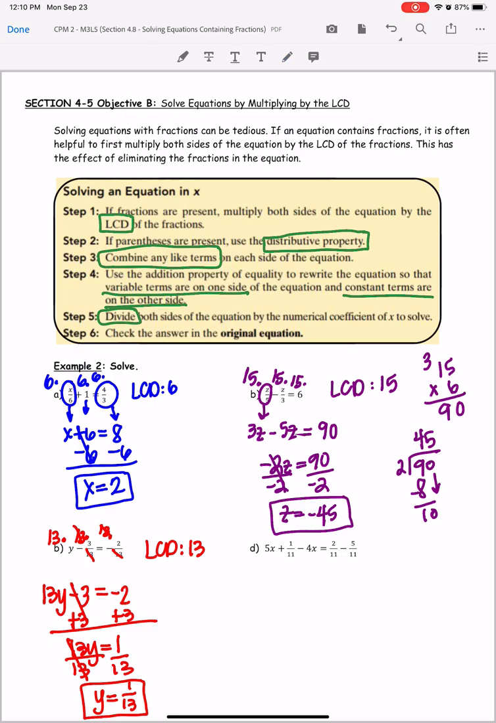If you feel like you're getting this pretty well, I would suggest that you pause this video and try this one on your own. On this one, you're going to multiply all 5 of these terms by whatever your LCD is. So if you feel comfortable, try pausing the video and seeing if you can do D by yourself.